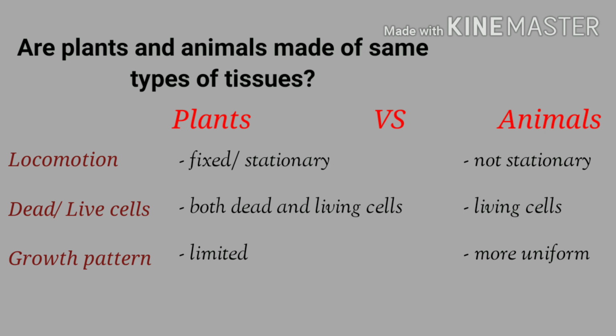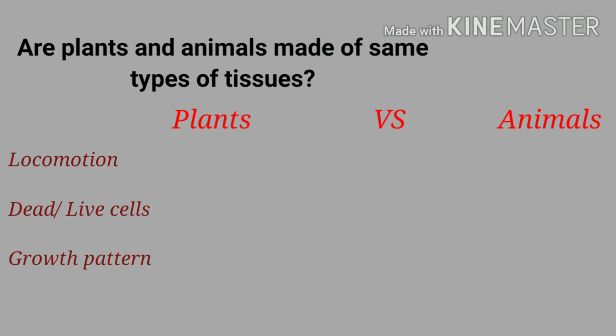Okay, now let's see. Are plants and animals made of the same types of tissue? To know this, let's compare plants and animals on the basis of locomotion, growth, and dead or living cells. Plants are fixed to one place, whereas animals are not stationary, they move from place to place. Plants possess both dead and living cells, while animals have only living cells. In plants, growth takes place only in some regions, while in animals, the whole body undergoes growth.